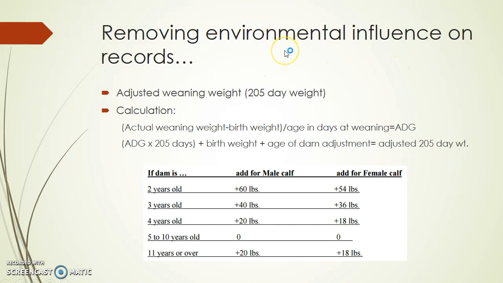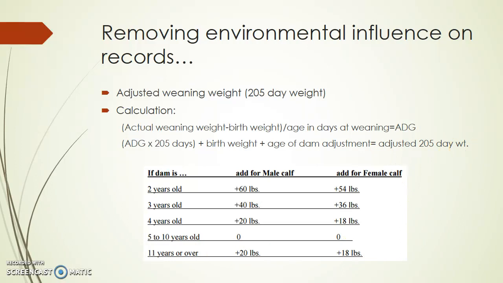An example of this, again referring back to the cattle industry, is what's called a 205-day weight. It's basically an adjusted weaning weight. What they do is take the actual weaning weight minus the birth weight, divided by the days of age at weaning, and that gives their average daily gain for every day that they were alive. Then it takes that average daily gain times 205 to put all of the animals on the same scale, adds back in the birth weight, and then there's an age of the dam adjustment. And you end up with an adjusted 205-day weight.